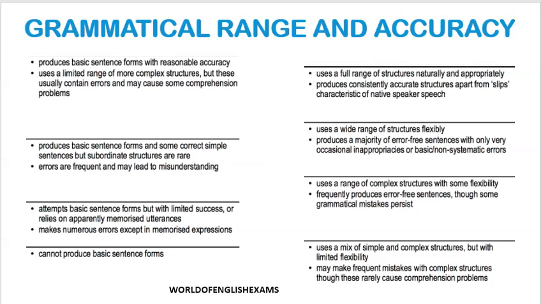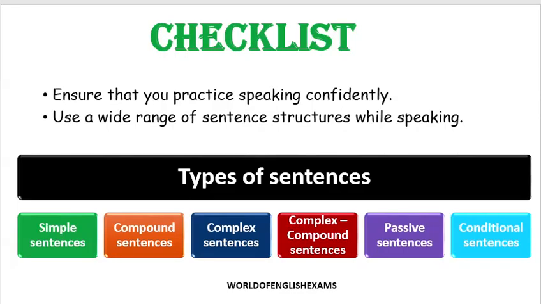And your checklist for grammar is pretty simple, guys. There are just 2 points. Ensure that you practice speaking confidently. Then the second thing is use a wide range of sentence structures: simple sentences, compound sentences, complex compound sentences, passive sentences, and conditional sentences. If you can demonstrate your ability to use all these sentence structures appropriately and skillfully, then nobody can take away that 8 from you for grammatical range and accuracy.